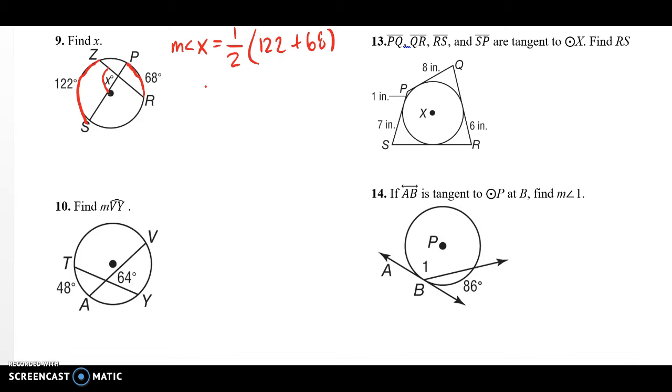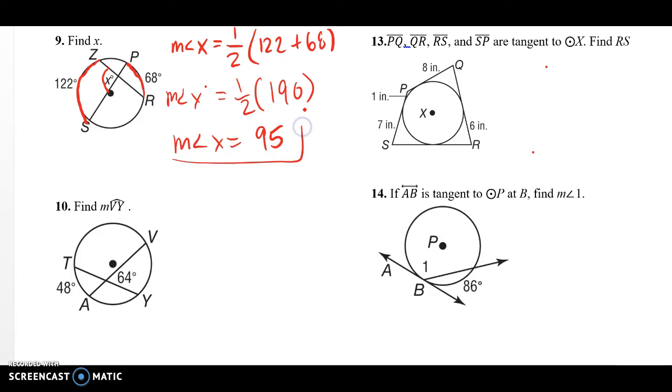Alright, so just doing the stuff inside the parentheses first, we'll find that the measure of angle X is equal to 1/2 times (122 plus 68), which gives us 190. And lastly, multiplying 1/2 times 190, or dividing 190 by 2, whichever way you look at it, we'll get the measure of angle X is equal to 95. Okay, so keep on moving.